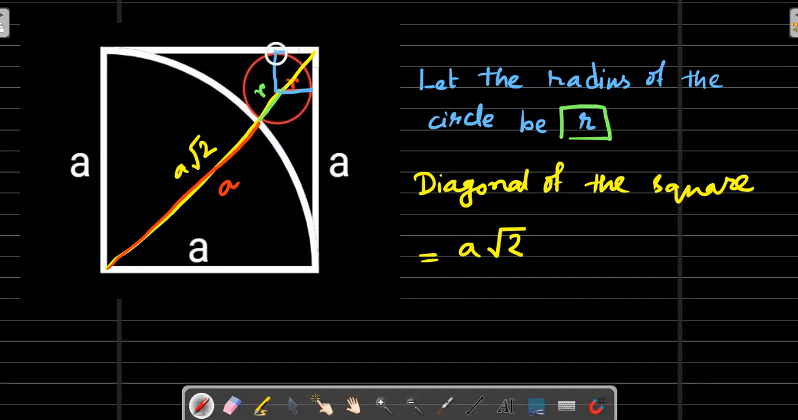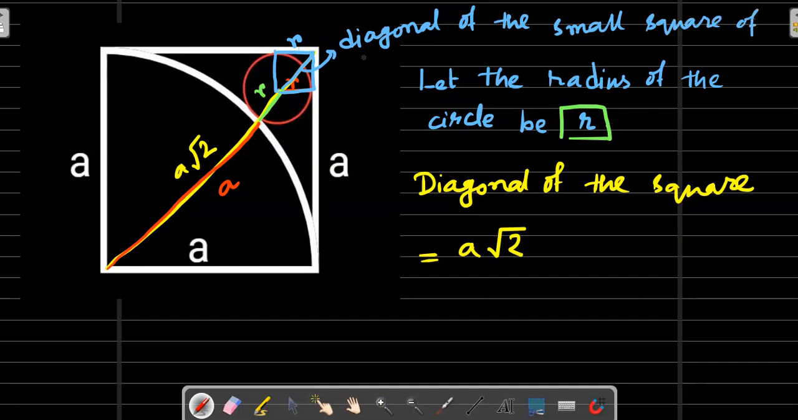Therefore you get a small square of side R. This is a small square of side R. And you see this yellow line, that I am drawing in blue now. It is the diagonal of the small square of side R. This blue line is the diagonal of the small square of side R.